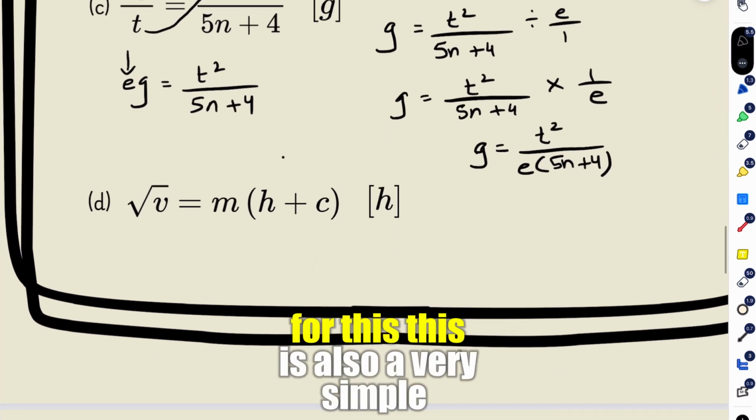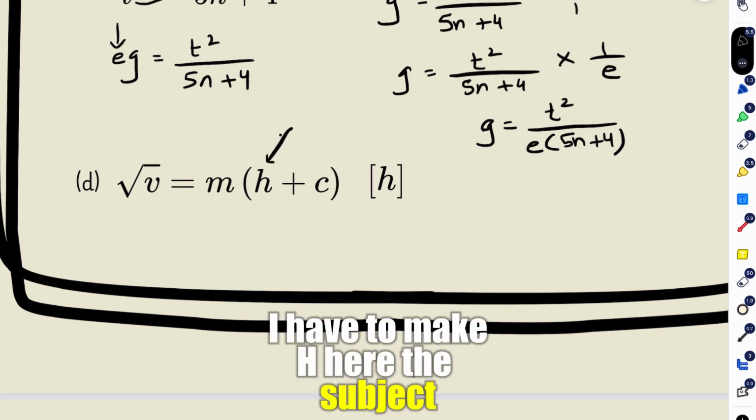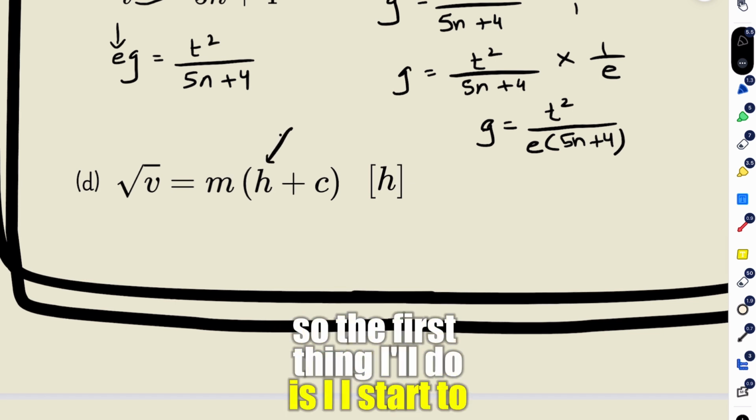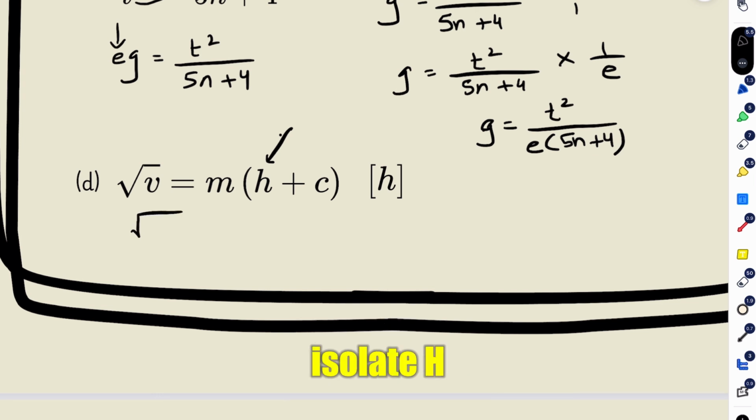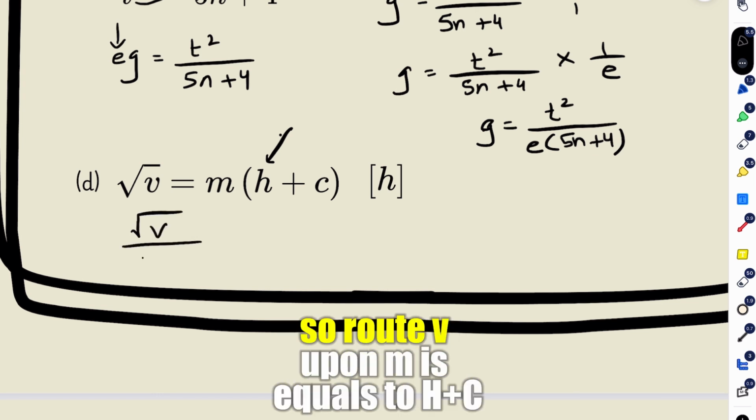All right, this is also a very simple question. I have to make H here the subject. So the first thing I'll do is start to isolate H, which means I need to take M over to the other side.